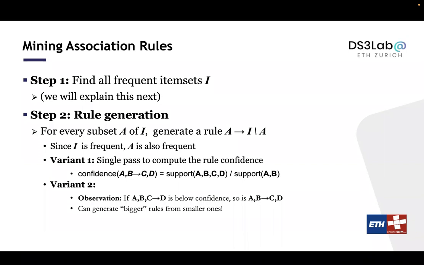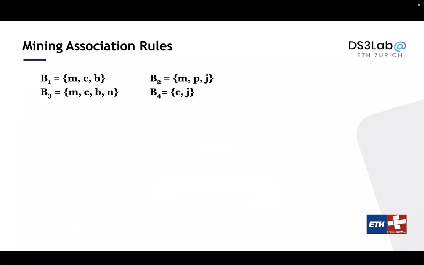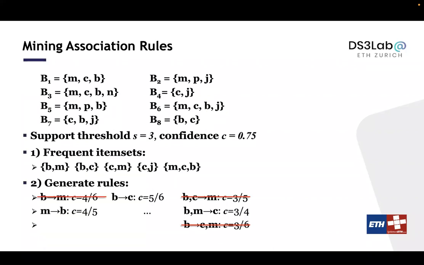Given this observation, you can generate bigger rules from smaller ones. You can take a very small rule that is confident and keep generating from it. Then you output all the rules that are above the confidence threshold. If you look at this algorithm for mining association rules, you can see the fundamental step is how to find all the frequent item sets, and that is something we are going to talk about more. This is one example. When you go back home, it's very easy to see why this is the case, following the algorithm from the previous slides.